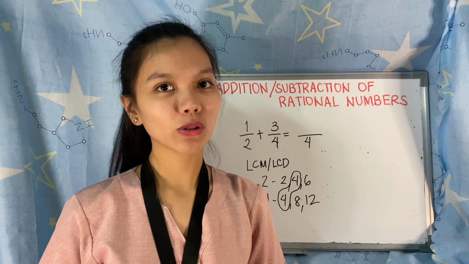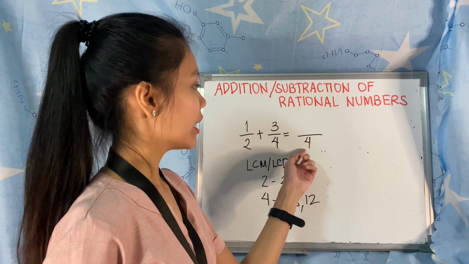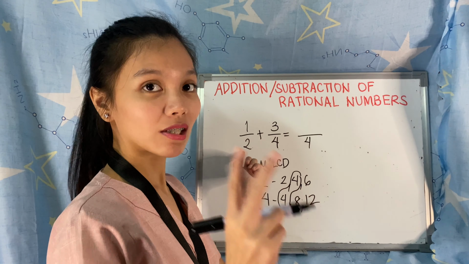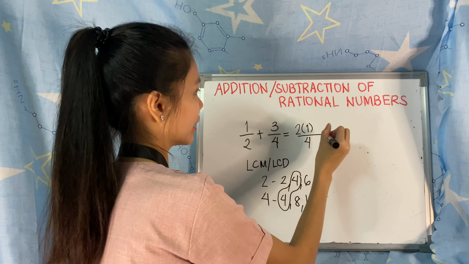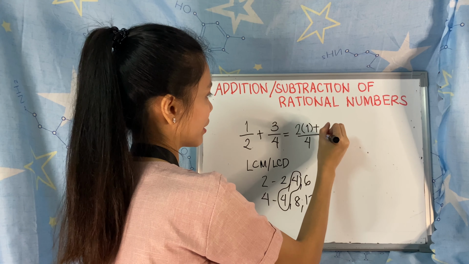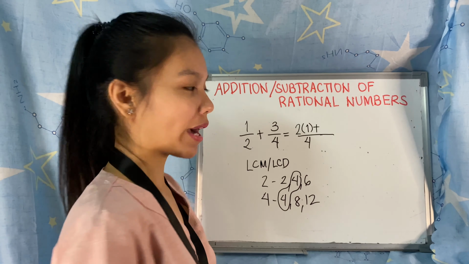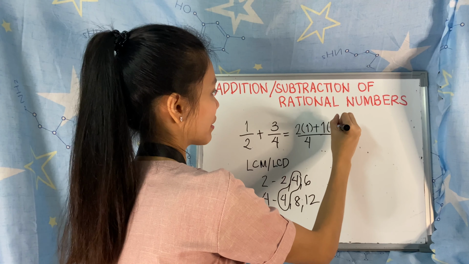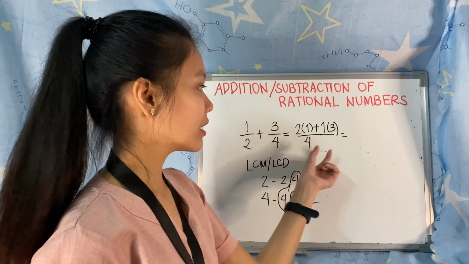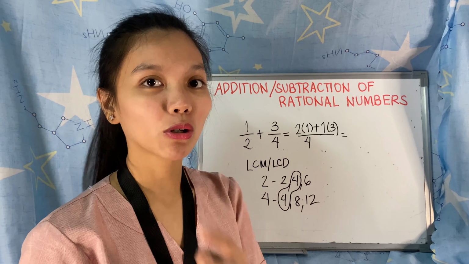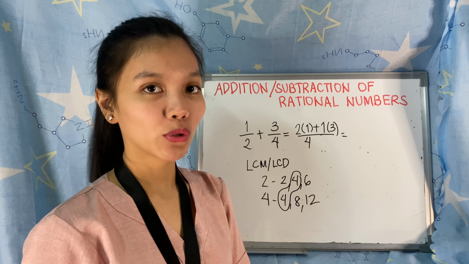After getting the LCD, you are going to divide that LCD one by one to our denominators. And the quotient will be multiplied by the numerator. So we have 4 divided by 2, that is 2, multiplied by the numerator, which is 1. Then copy the operation, which is addition. 4 divided by 4, that is 1, multiplied by the numerator, which is 3. So, take note, LCD divided by the denominators one by one. Then, multiply it by their numerators.